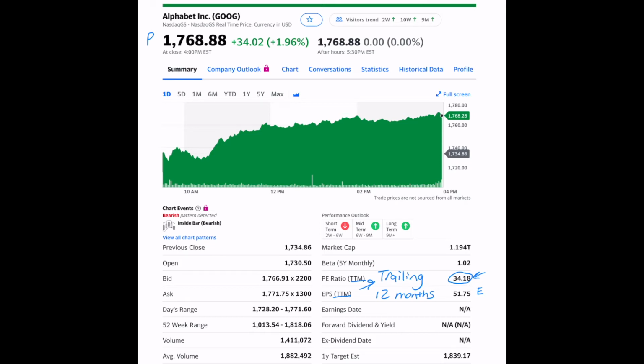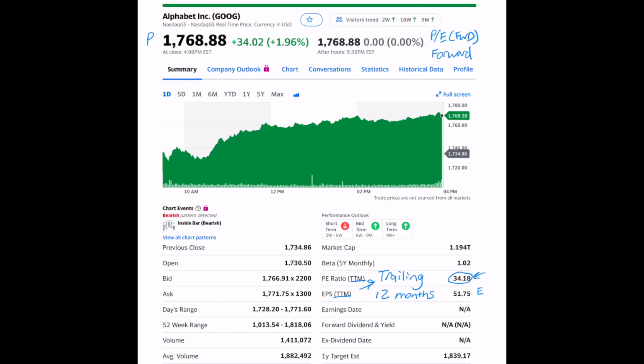Now, there's another method that you might see in some places, which is PE ratio, and it might say FWD next to it, which is short for forward PE ratio. And instead of looking at the past 12 months, taking the price divided by past 12 months of earnings, the forward PE ratio looks at the current price divided by the future estimated earnings per share. So TTM looks at historical earnings, FWD looks at estimated future earnings.